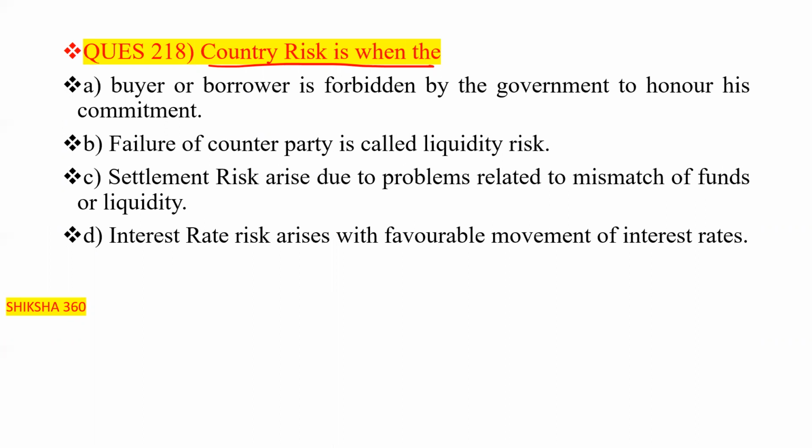So for country risk, option A is the answer. That is when a buyer or borrower is forbidden by the government to honor his commitment. That is country risk. Country risk is when the buyer or the borrower is forbidden by the government to honor his commitment. So option A is the answer here.